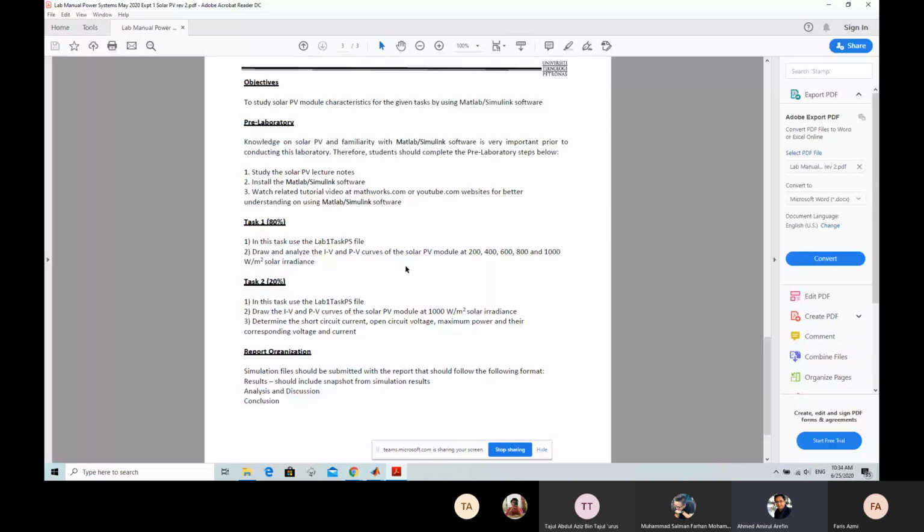Now the remaining 20% is that you have to do some short circuit analysis and open circuit voltage analysis, and see the power, because point number 2 is just similar to task 1, where you only need to analyze the 1000. Once we get the 1000 irradiance value, what will happen? Okay, so can you open Matlab?